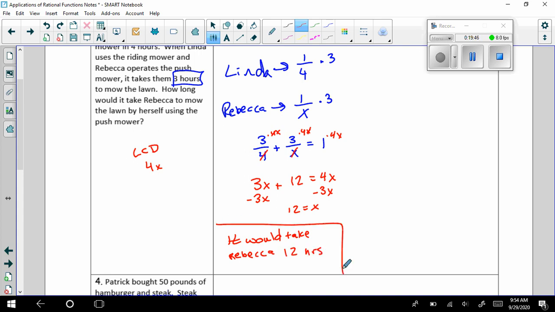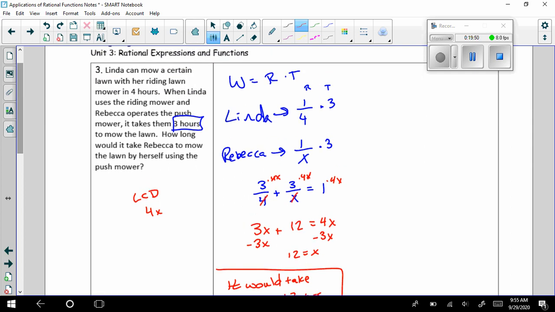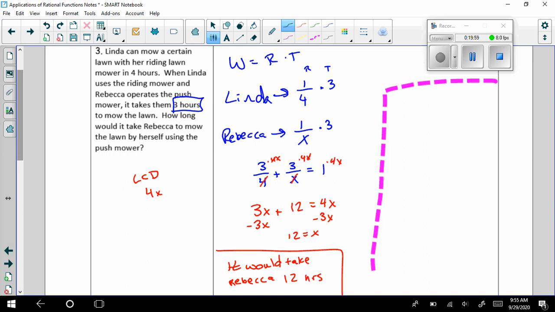All right, that seems reasonable since it's taking 4 hours on a rider and she is going to push it the whole time. This way also has a shortcut. It's similar, only this time, think about what we would do with those times on the bottom, since we have total time.